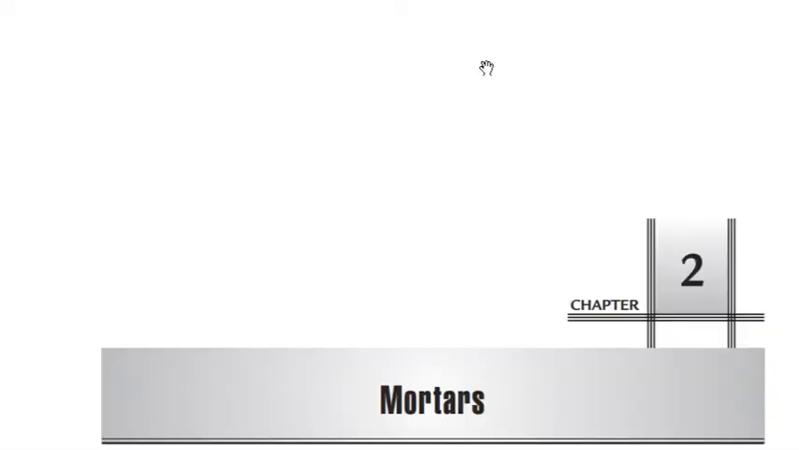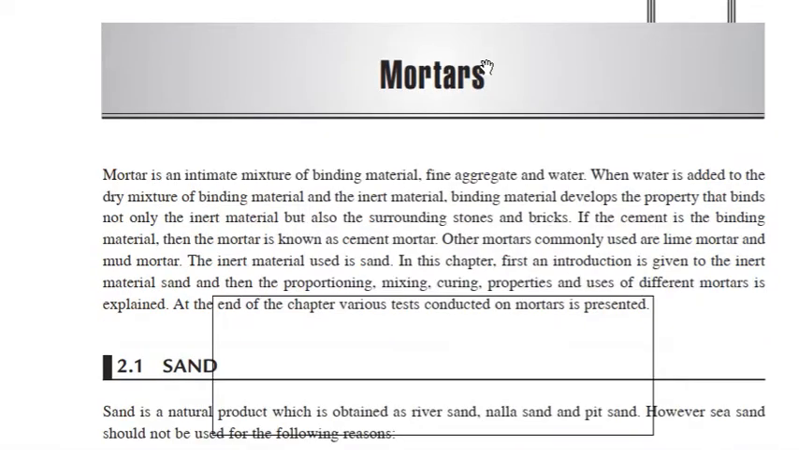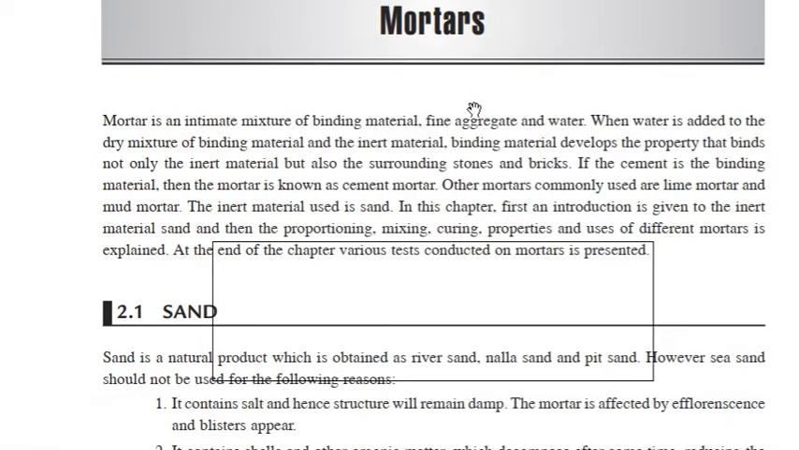Chapter 2: Mortars. Mortar is an intimate mixture of binding material, fine aggregate, and water. When water is added to the dry mixture of binding material and the inert material, the binding material develops the property that binds not only the inert material but also the surrounding stones and bricks. If the cement is the binding material, then the mortar is known as cement mortar.